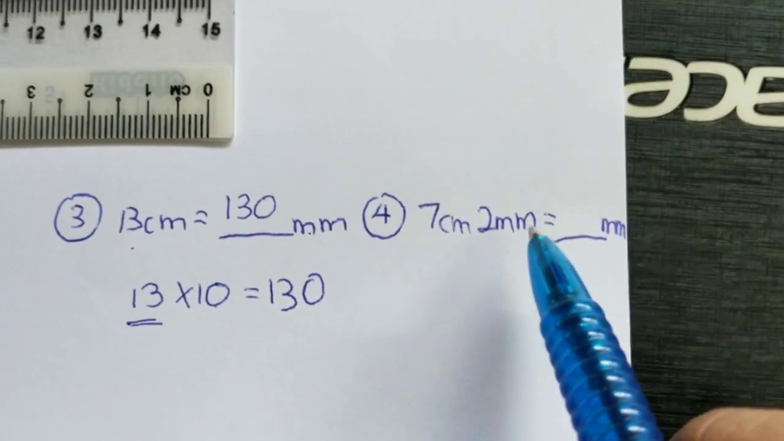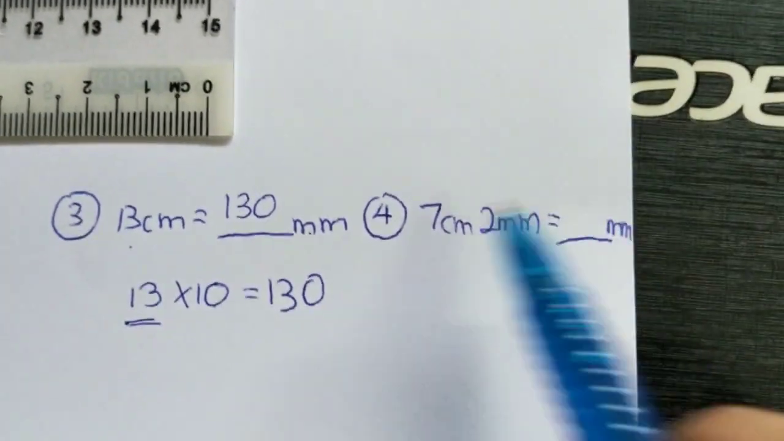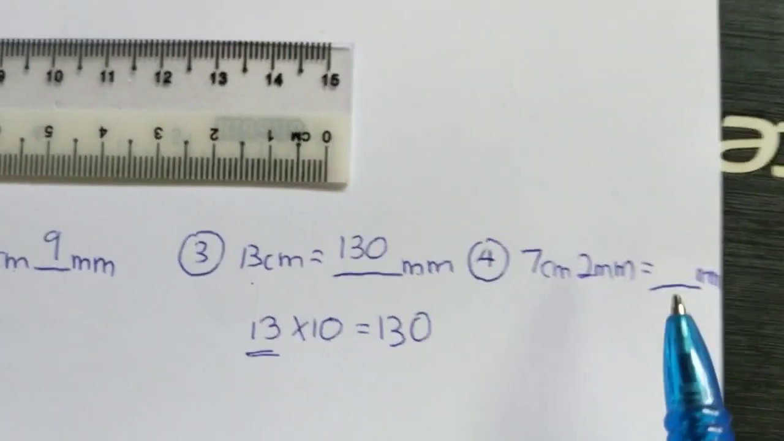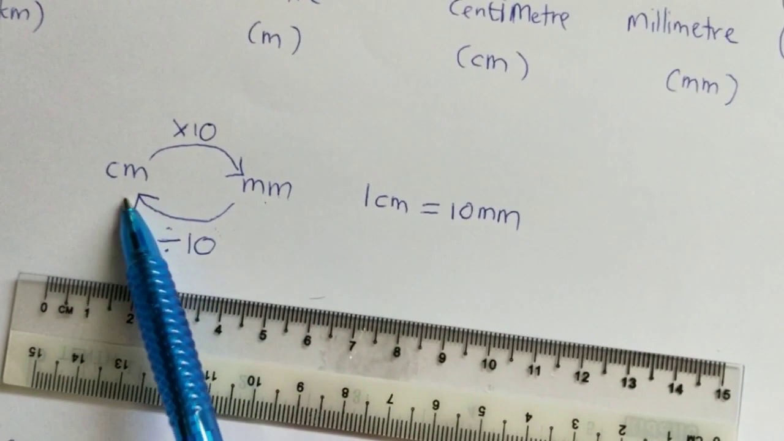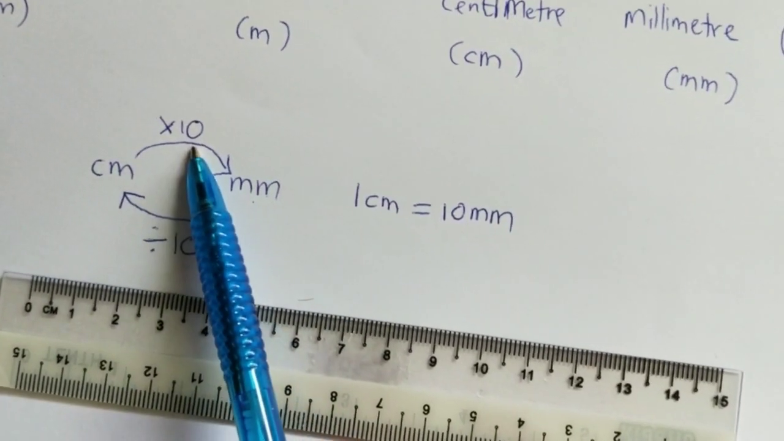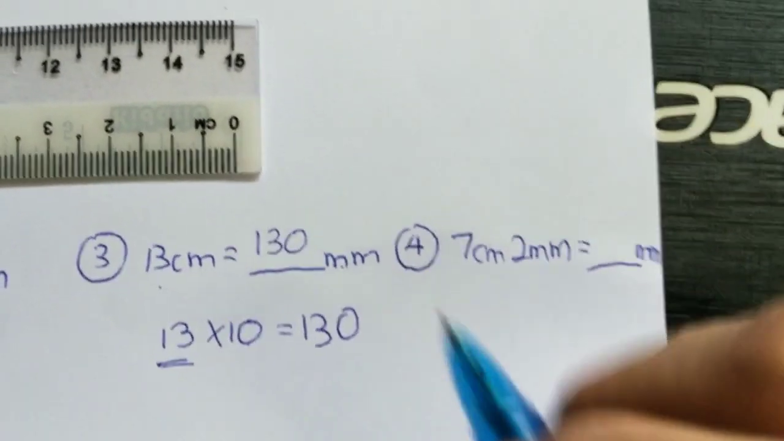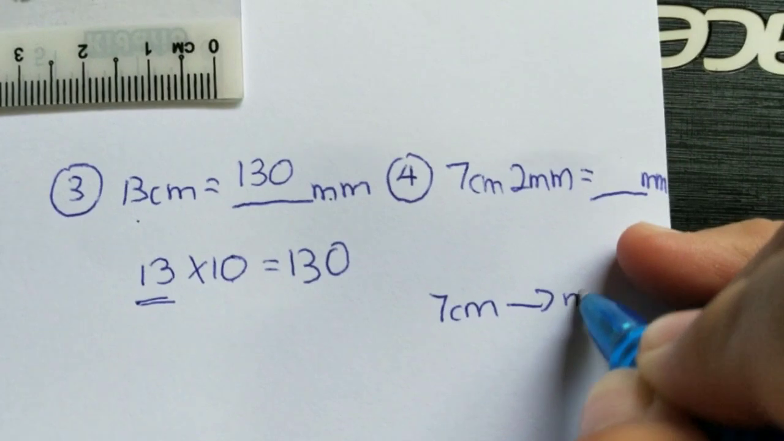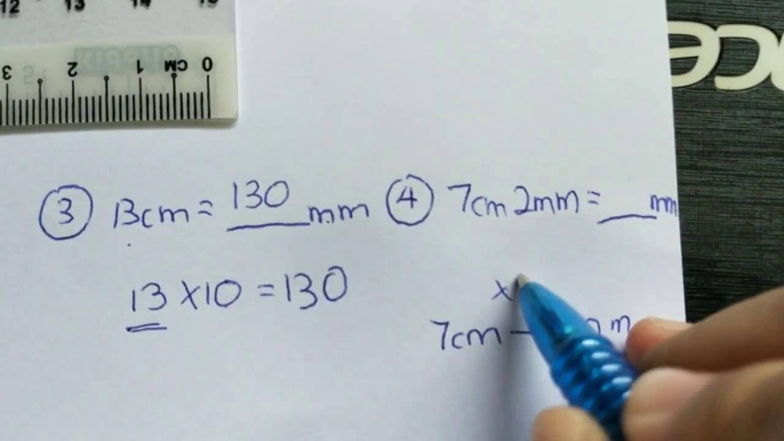So, the last question, look here. 7 centimeter and 2 millimeter. You need to convert this number into millimeter. How do you convert centimeter to millimeter? Centimeter to millimeter, you need to multiply by 10. Okay? So, 7 centimeter, you multiply by 10.